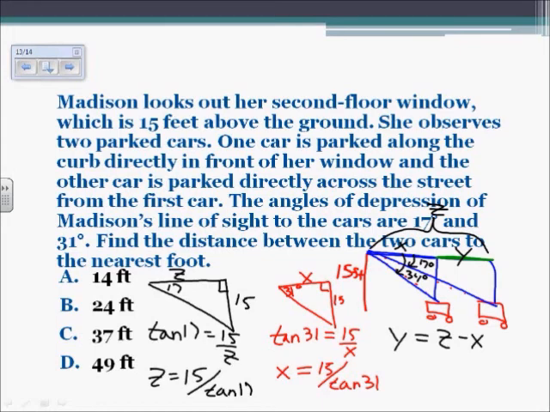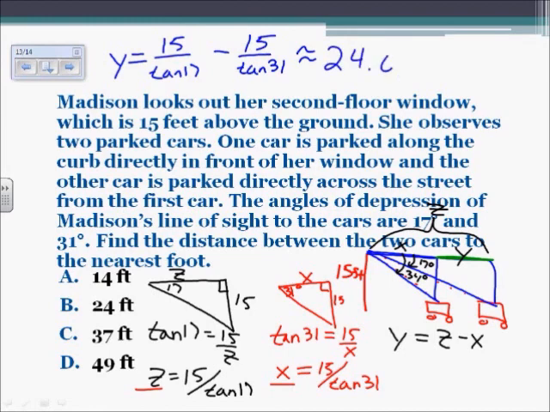Now that we have both z and x defined, we can write a statement with both, and we'll go up top to write that. That is y, which is my distance, is equal to z, which is 15 divided by the tangent of 17, minus 15 over the tangent of 31. This approximate value then, once we put that in our calculator, is approximately 24.098. And if we wanted that to the nearest foot, it would be b, 24 feet.